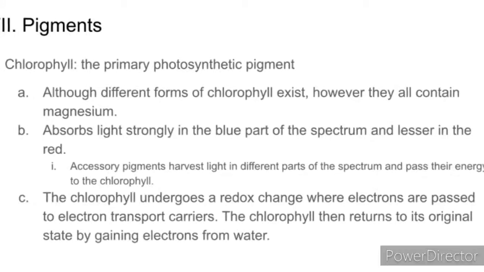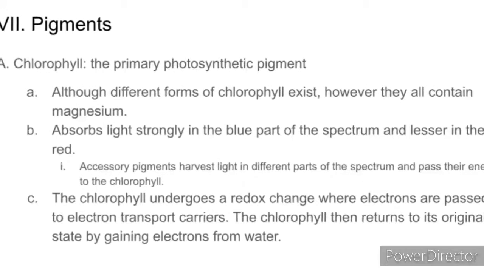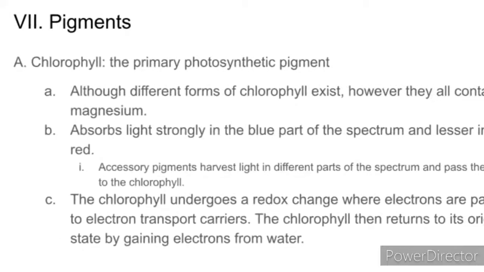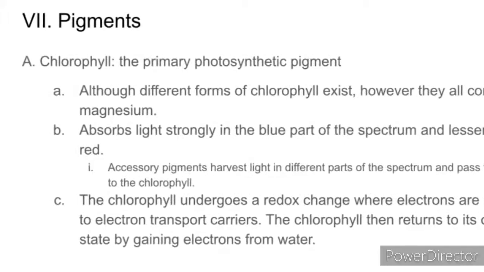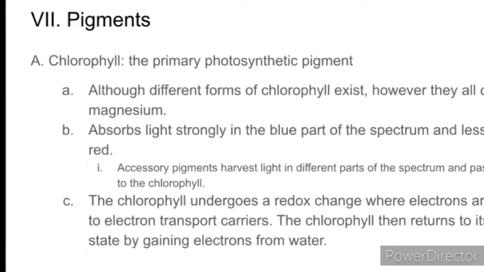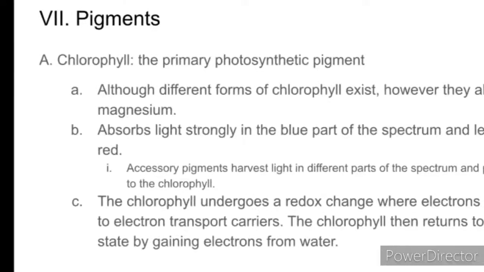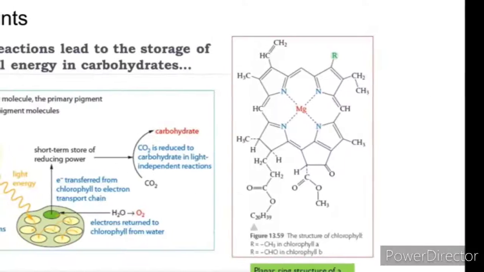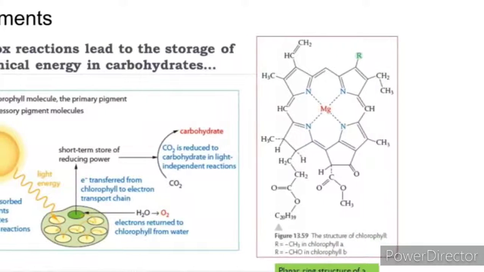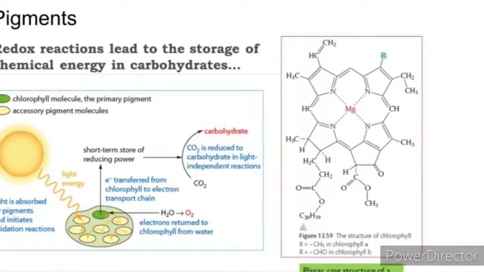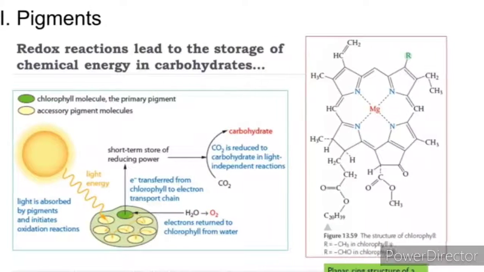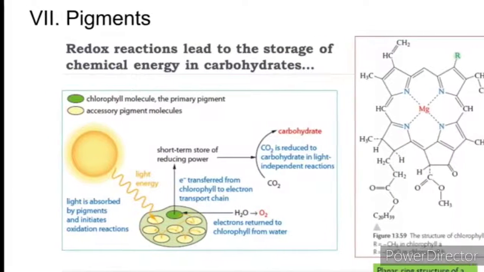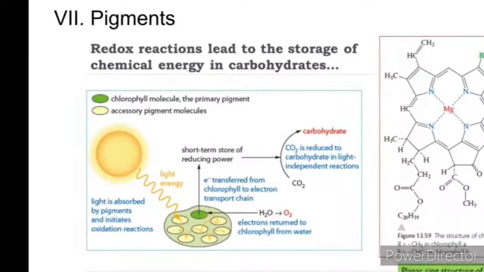They absorb light strongly in the blue part of the region of the spectrum and lesser in the red, which gives it that green color. There are examples of accessory pigments that harvest light in different parts of the spectrum and pass their energy to the chlorophyll. So the chlorophyll undergoes a redox change where electrons are passed to electron transport carriers, and then the chlorophyll returns to its original state by gaining electrons from water. So here is an example of chlorophyll absorbing photons from light energy, and then electrons are transferred from the chlorophyll to an electron transport chain, and it stores the energy.